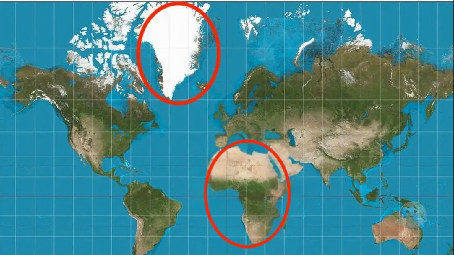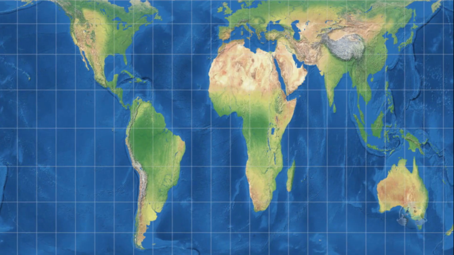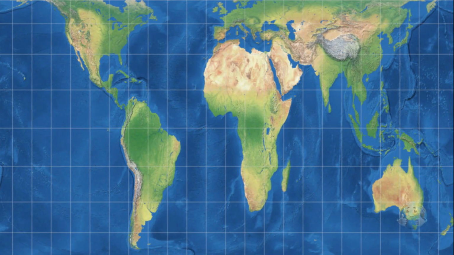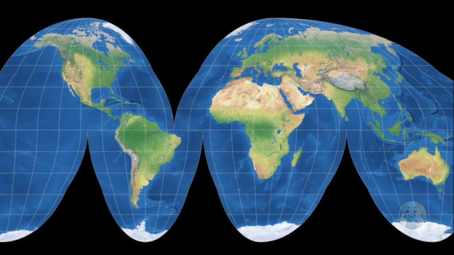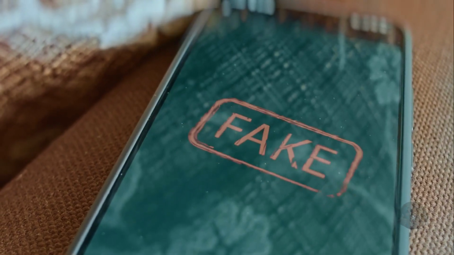Okay, here's a question that's going to blow your mind. Which one of these maps is telling the truth about our world? This one, where Greenland looks almost as big as Africa? This one, where Africa looks massive but the shapes feel off? Or maybe this weird broken up looking one? Here's the plot twist. They're all lying to you.